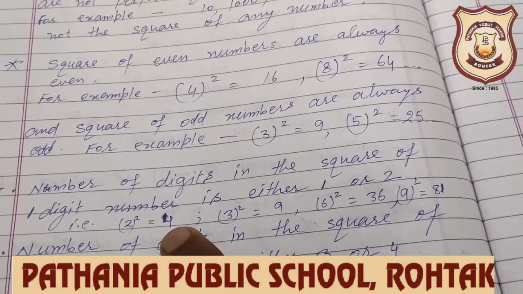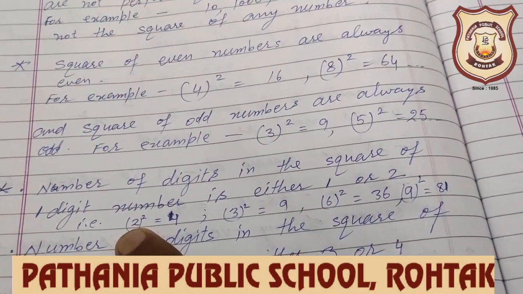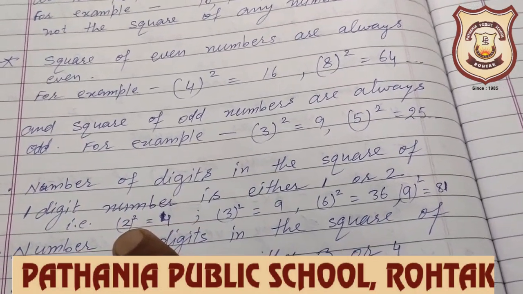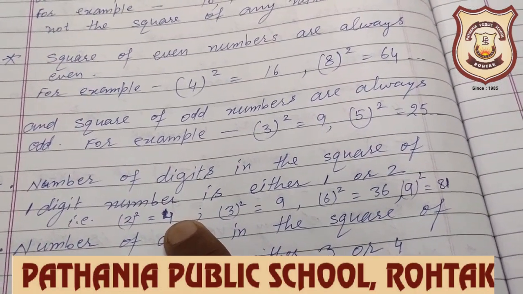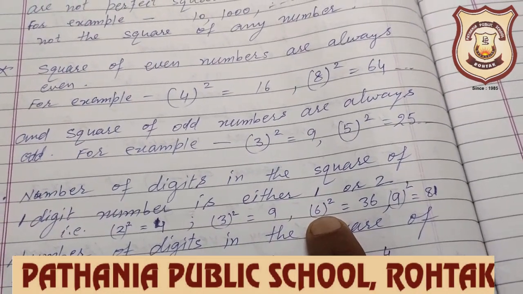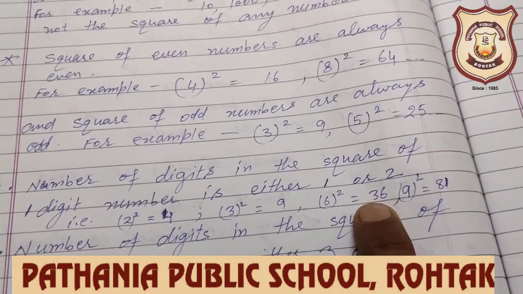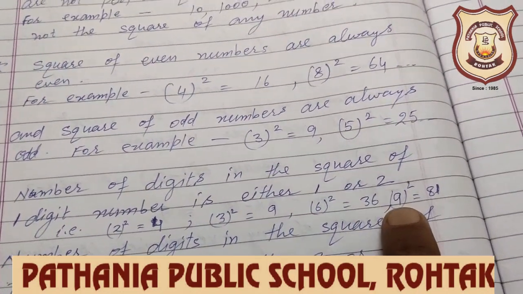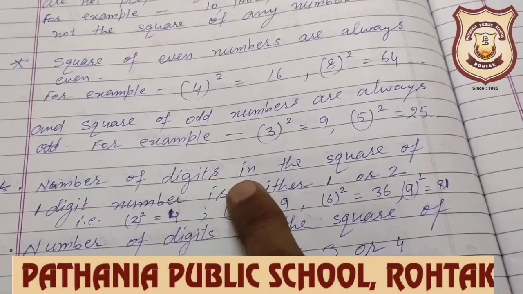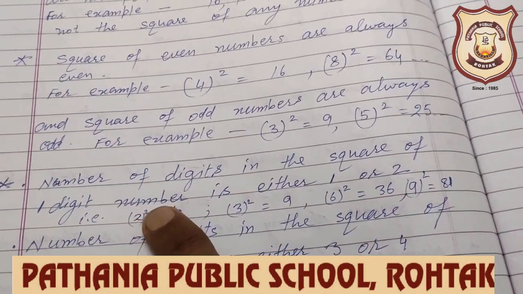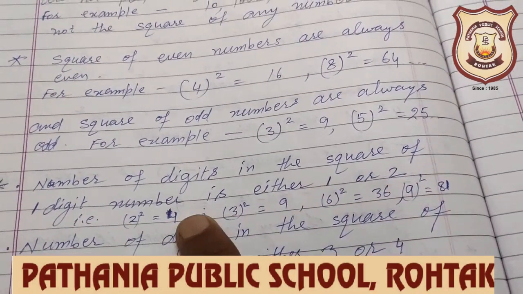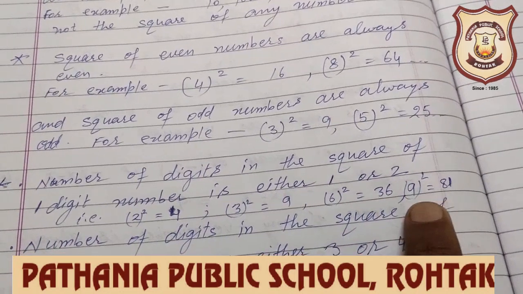Just like 2 square is 4, so 2 has one digit and 4 also has one digit. Means the square of a one digit number also has one digit. Same here, but the square of a one digit number in this case is 36, so it can have 2 digits. 9 square is 81. So the number of digits in the square of a one digit number is either 1 or 2. भाई या तो उसके स्क्वायर में एक डिजिट होगा या 2 डिजिट होंगे.